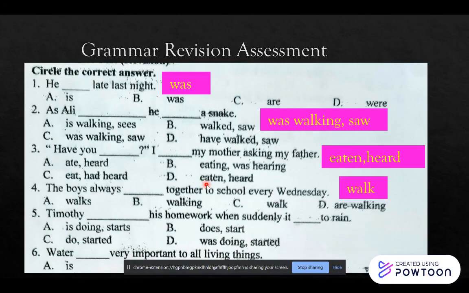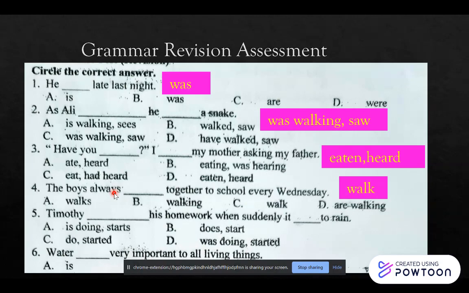Eaten and heard. The boys always walk together to school every Wednesday. Why am I using only walk instead of any changes here? Because the boys are plural and it's followed by an adverb. So the verb will not have any changes here.